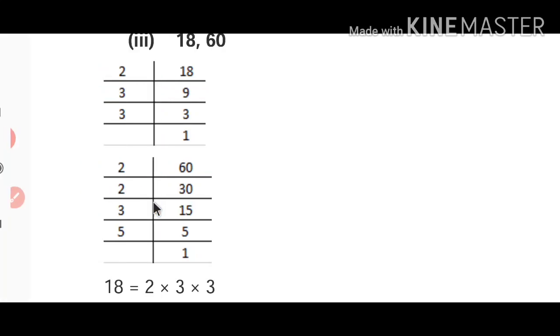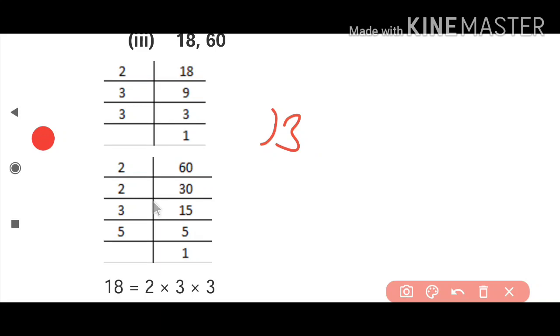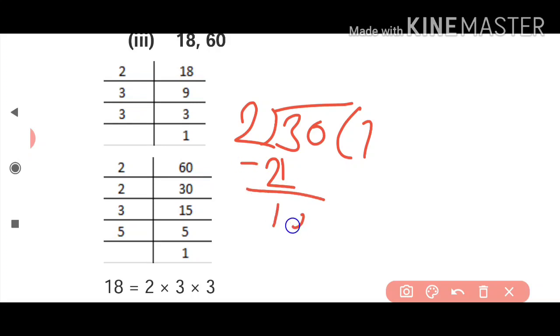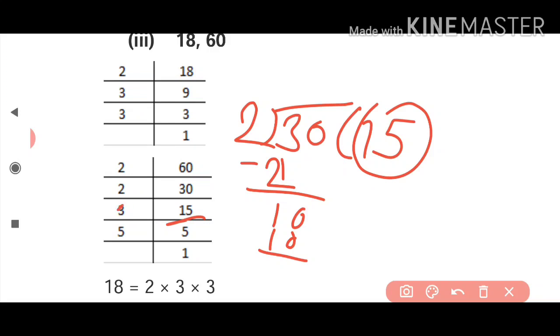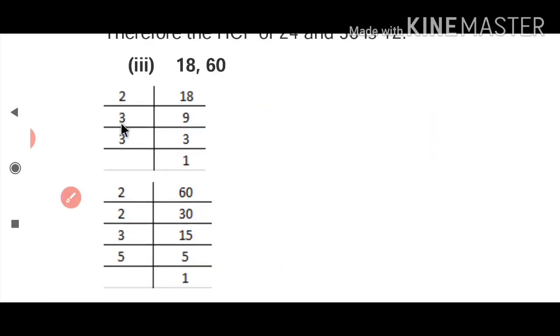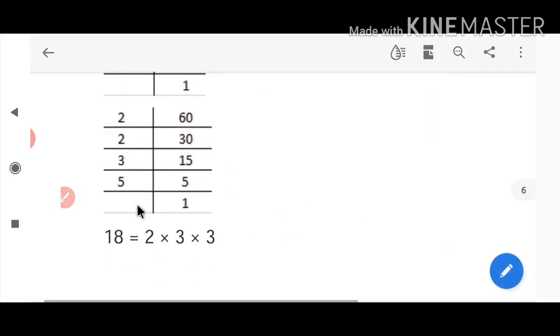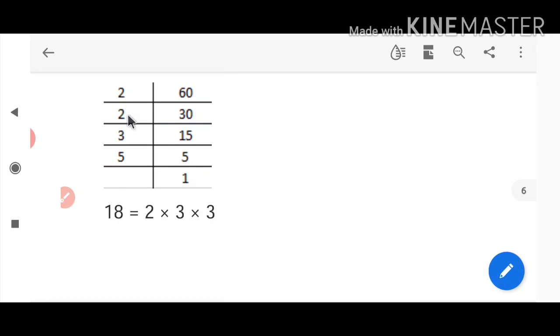We know that 30 is divisible by 2. How many times? 15 times. Again 15 is divisible by 3, how many times? 5 times. So you have to write 5 here. Then 5 is divisible by 5 itself, so 5 1s are 5. Now write its factors. So 18 is 2 multiply 3 multiply 3, and 60 is 2 multiply 2 multiply 3 multiply 5.